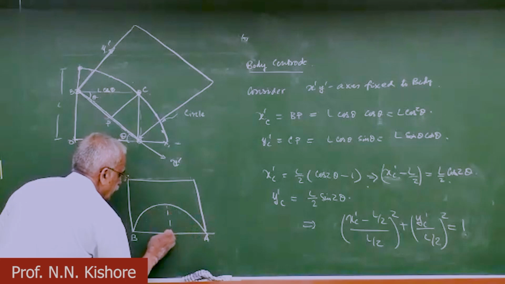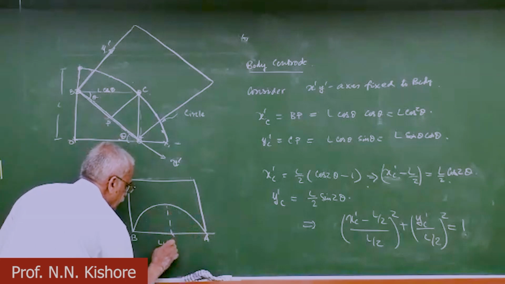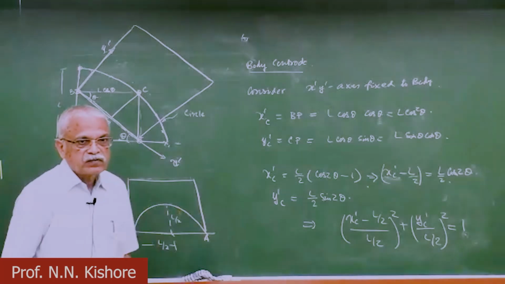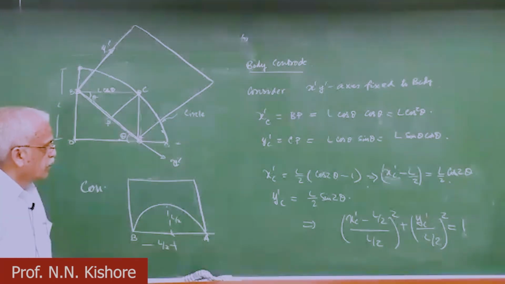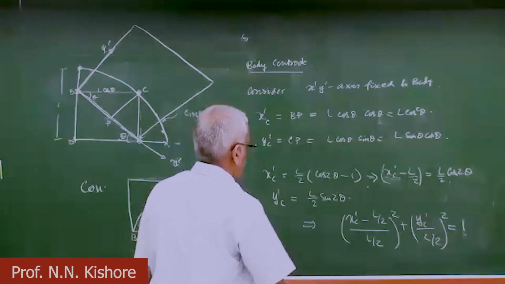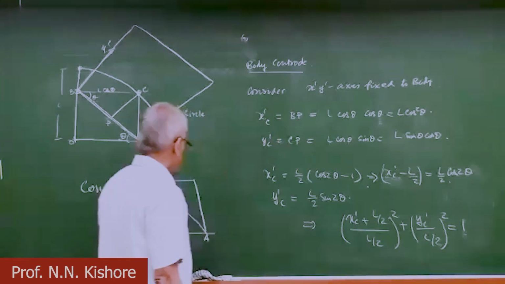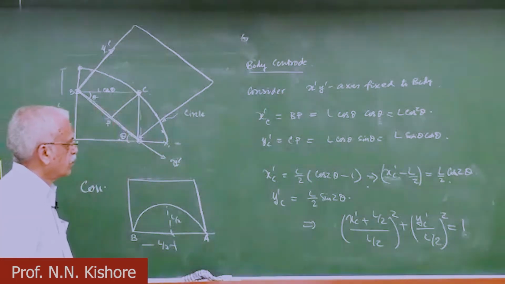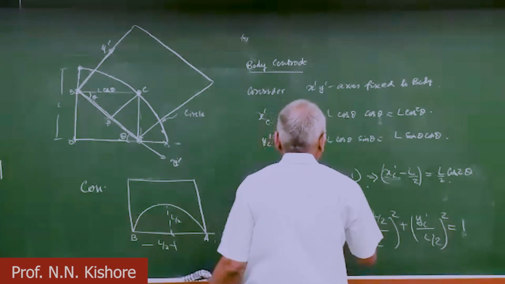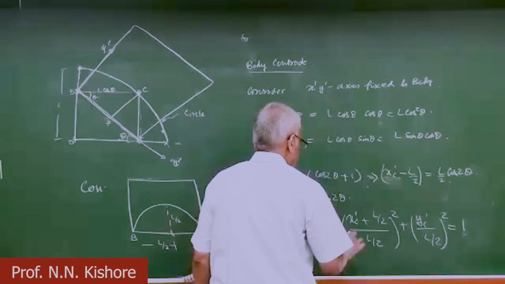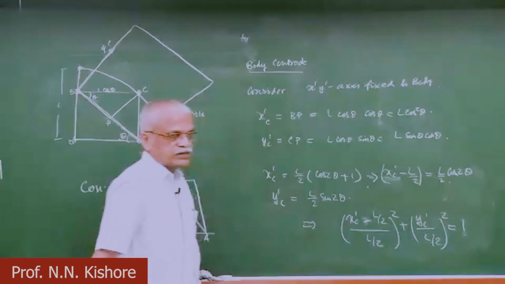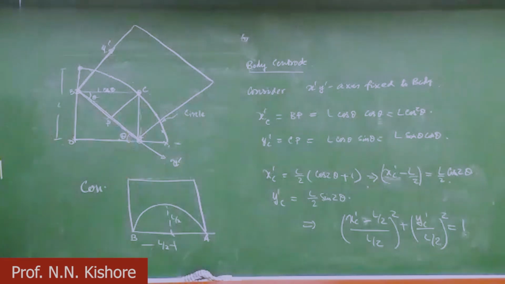which is at a distance of L by 2 and plus... Sir, it is xc prime plus L by 2. Right, thank you, that's right. It's not -1, it's +1, so I'll continue to have -1. Very good. Yeah, thanks.